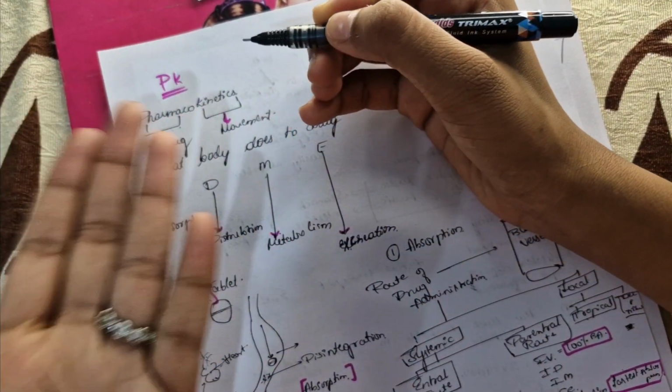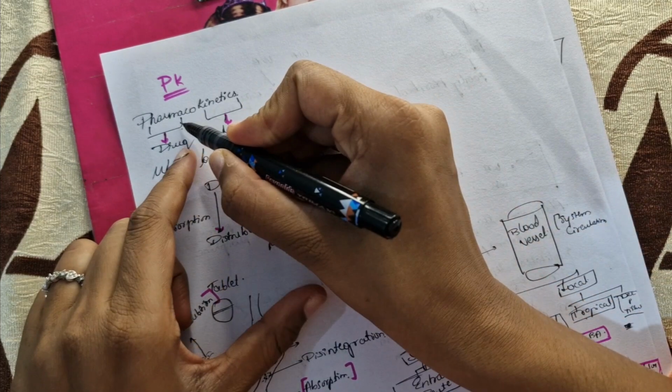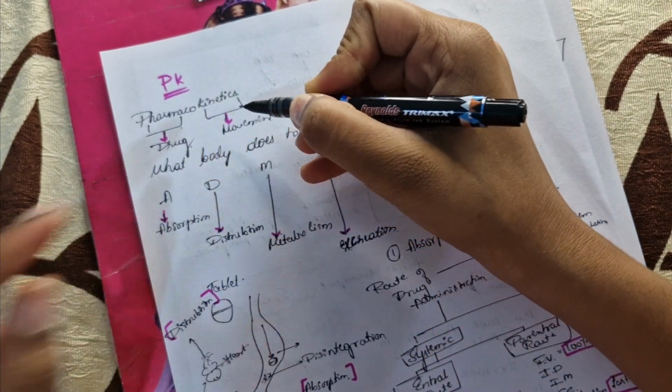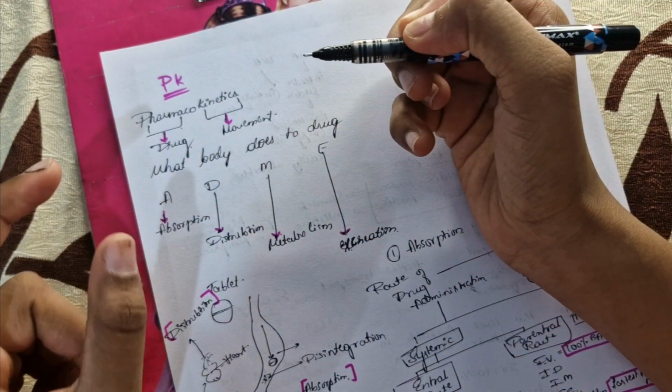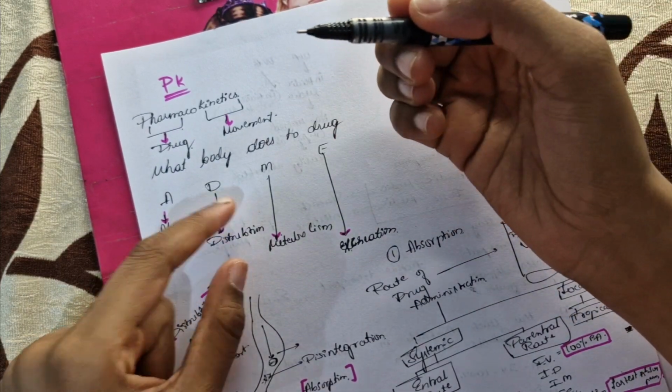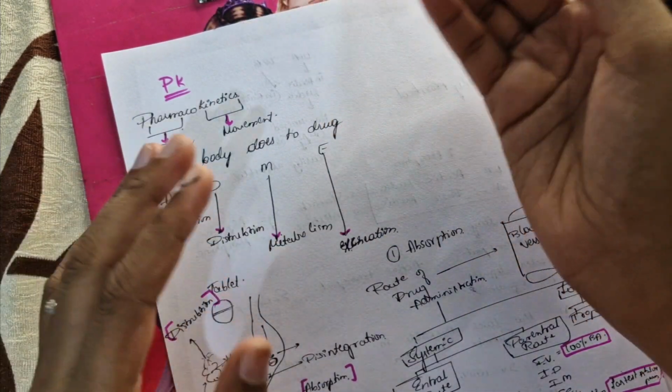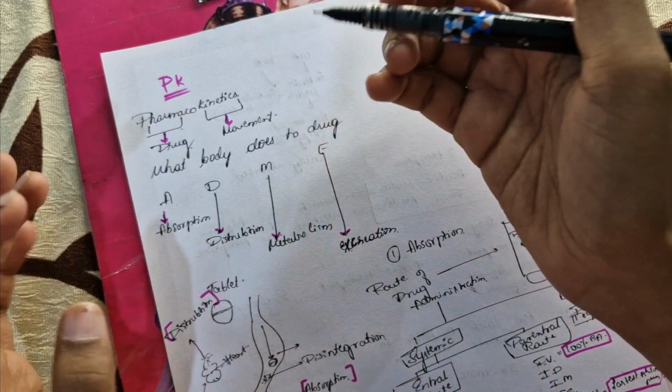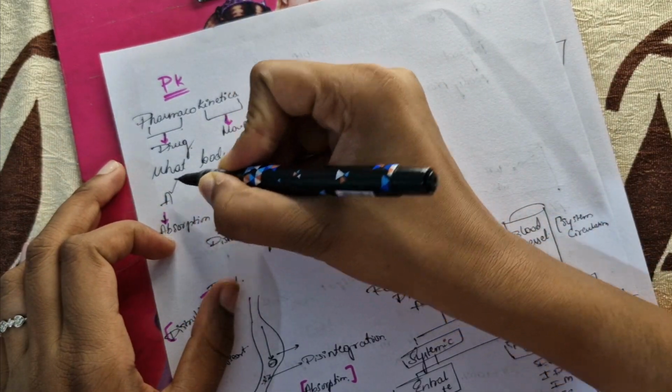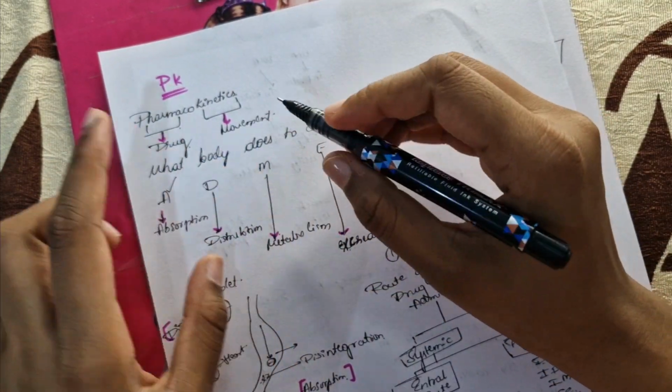In this video, I'll be talking about pharmacokinetics. Pharmaco means drug, kinetics means movement. That is, movement of the drug in our body is known as pharmacokinetics. While the drug is moving in our body, the body will be doing something to the drug. What will it do? It does absorption. What the body does to the drug is known as pharmacokinetics.